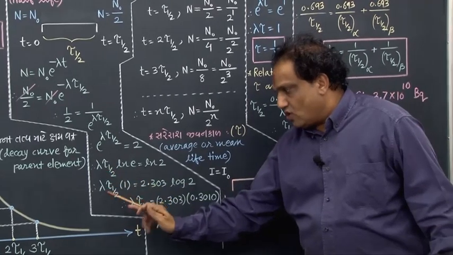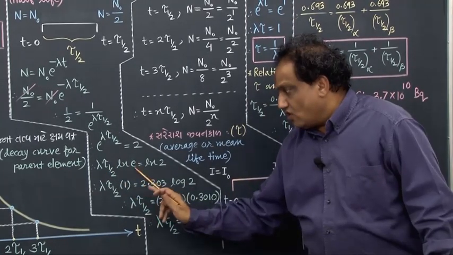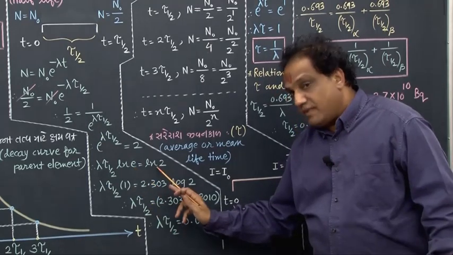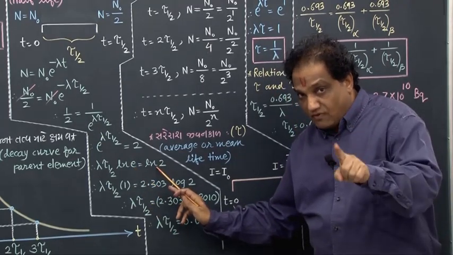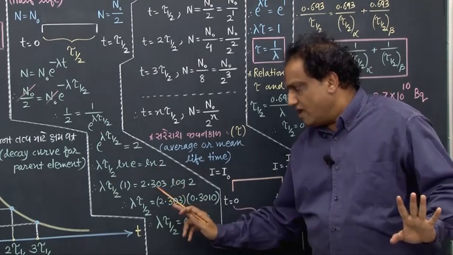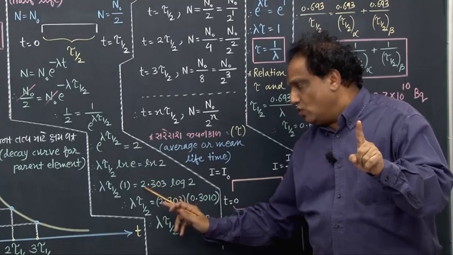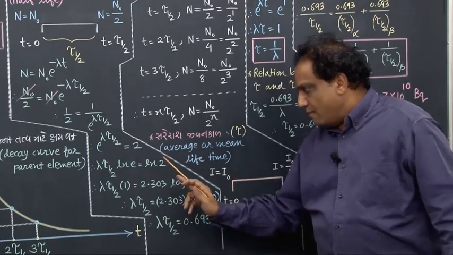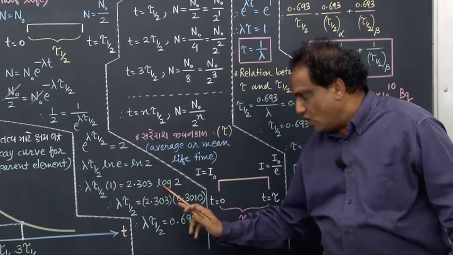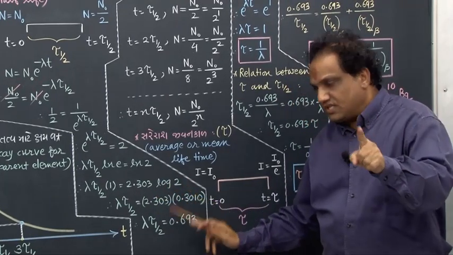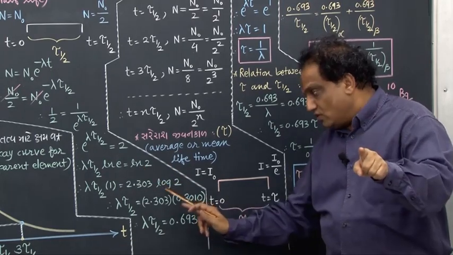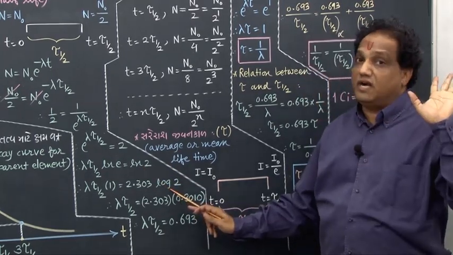But this lambda into tau half as it is, natural log of e means log e base e, which is 1. And here base is e. You want to transform from base e to base 10? Yes, you can do that, provided you multiply with a factor 2.303. Base e to base 10, you must multiply by 2.303 into log of 2. In physics, when you write ln, base is e. In physics, when you write log, base is 10. It is to be understood.